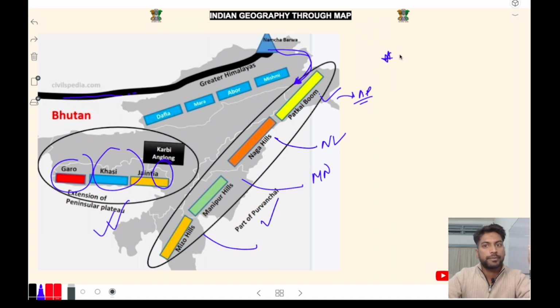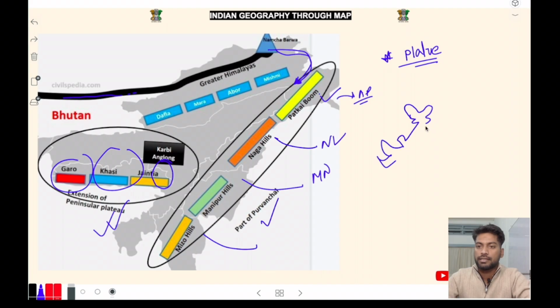Meghalaya's hills are Garo, Khasi, Jaintia. These are not mountains, not Himalayan mountains. These are plateau. Okay, and these are the extension of your peninsula plateau. If I draw a map here to make you understand.